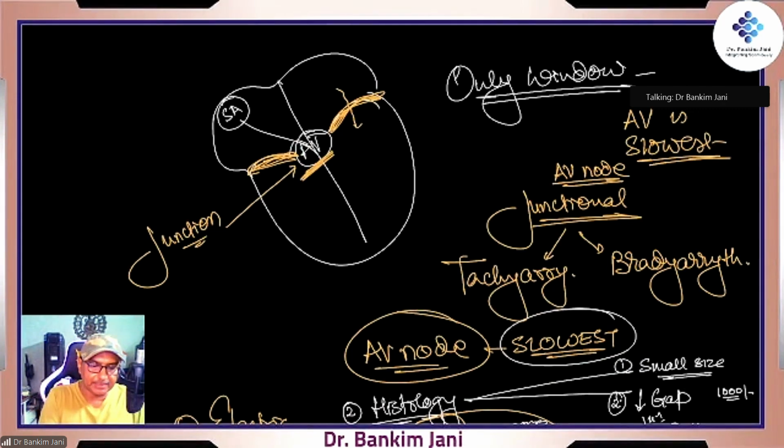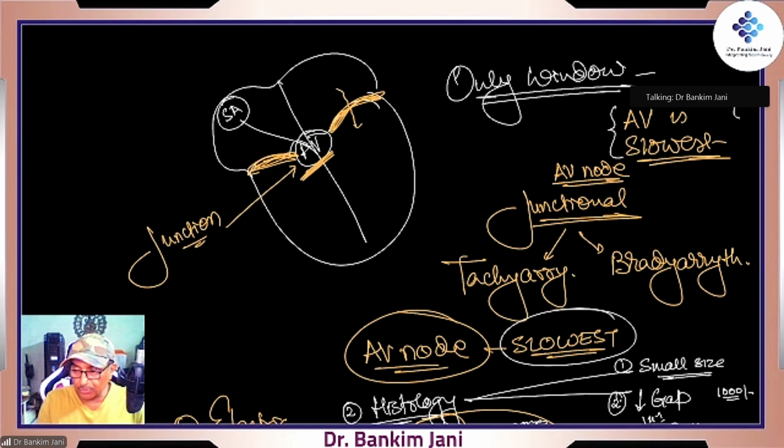So when we say SA node to AV node, we said that this is a junction, correct? The AV node is a junction. And this is the reason that when we talk about this junction, anything related to that junction will be called junctional, right? Junctional.